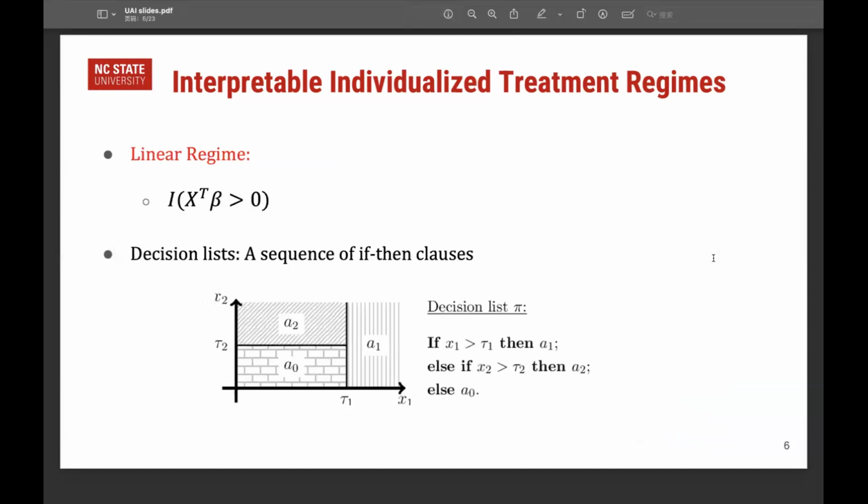For interpretable individualized treatment regimes, there are several types. The first popular one is the linear regime. The linear regime is easy to understand and communicate. Each variable in the linear regime is given a coefficient that can indicate its influence. The magnitude and the sign, positive or negative, of the coefficient can reveal the variable's importance and type of impact. For our project, we focus on the linear regime. Another popular interpretable ITR is the decision list, which is a sequence of if-then statements. Below, we present one simple example of a decision list.